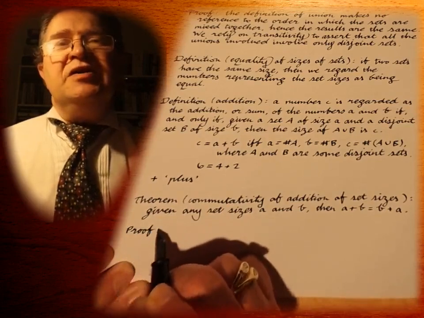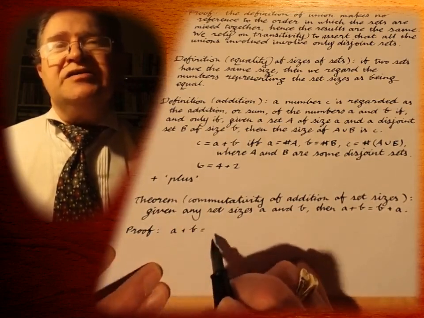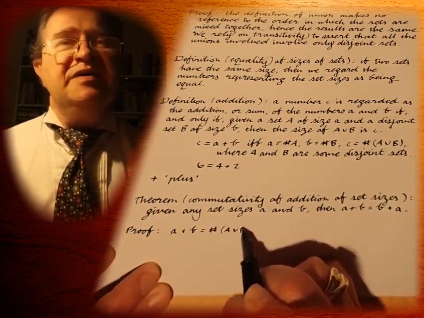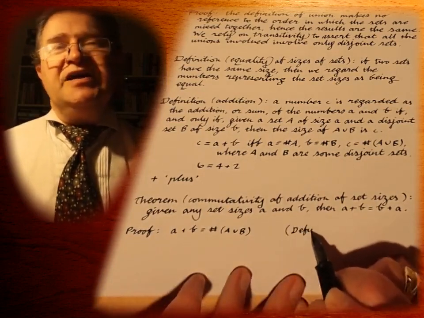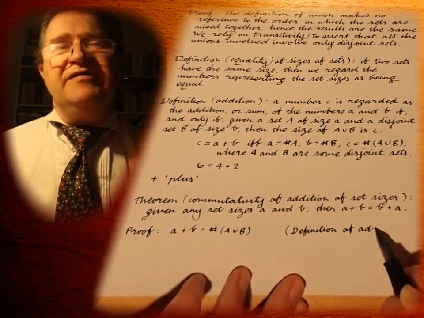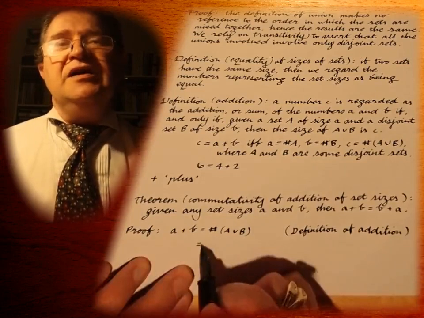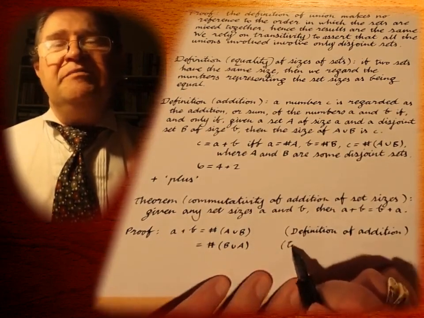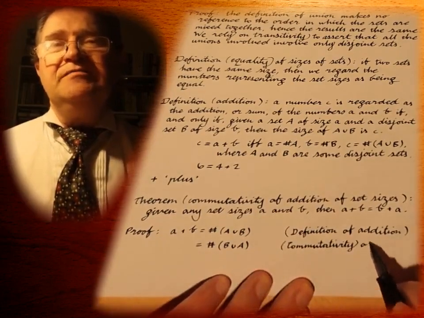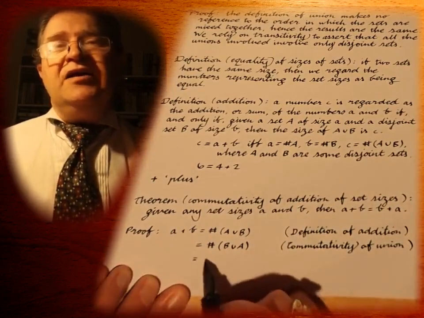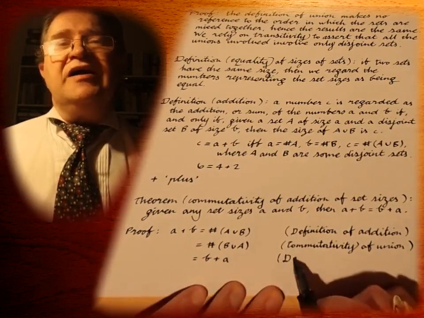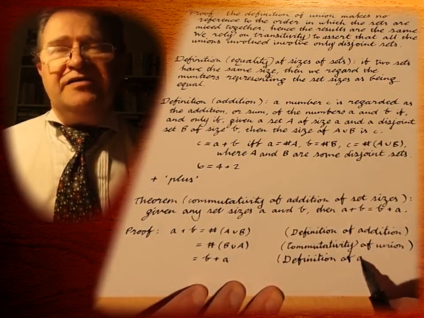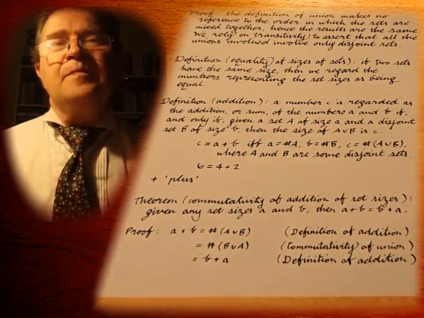Proof of this: suppose that there are sets A and B such that the size of A is A and the size of B is B, then A plus B is the size of A union B by definition of addition. It's the size of B union A by the commutativity of union, and it's equal to B plus A, again applying the definition of addition.